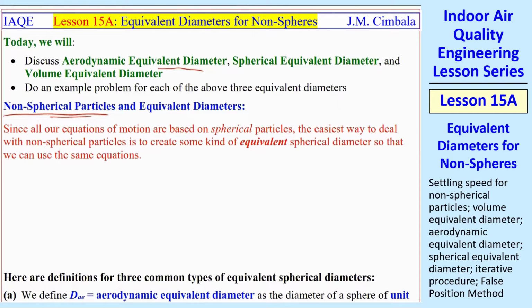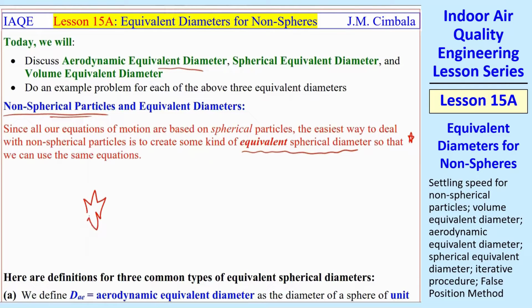The reason we're doing this is because all of our equations of motion are based on spherical particles. So rather than come up with new equations for different kinds of shapes, we just come up with some equivalent spherical diameter so that we can just use the same equations. This is very similar to what we do in fluid mechanics with pipe flows when we create a hydraulic diameter to replace the real diameter. Once you have a hydraulic diameter, you just pretend that's a round pipe and use all the same equations.